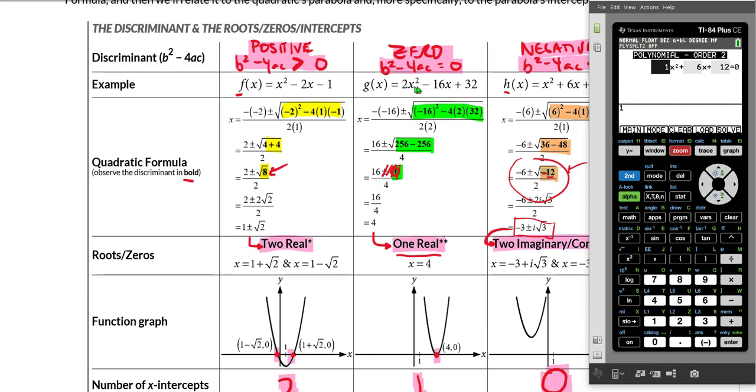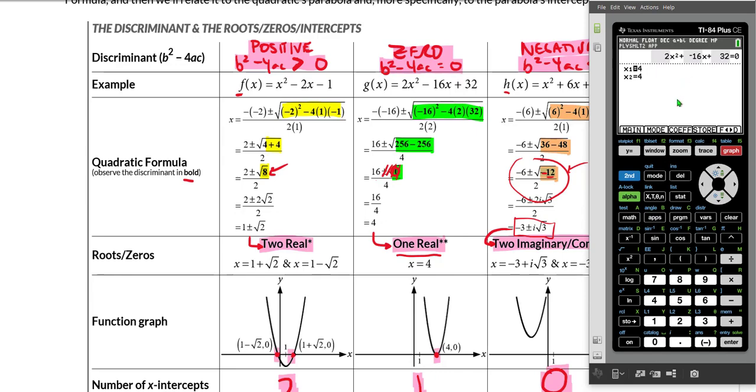Let's enter in a 2, a -16, and a 32. So a 2. I could either do -16 here, or I can just enter in a -16 and enter. And then over here to the right, I'm going to do not negative, I'm going to do 32 and enter. And then when I hit solve, I get that double root. I get that one real or double root of 4.